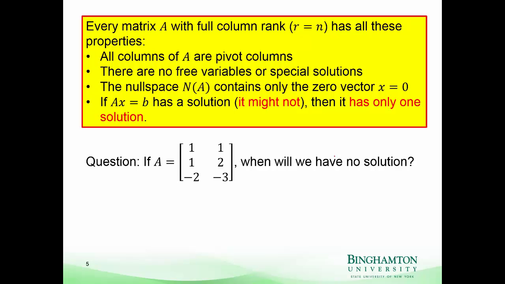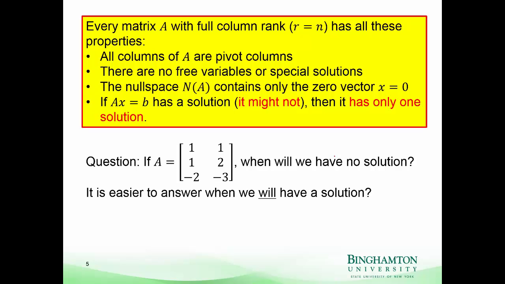So here's an A matrix. When will it have no solution? Well, whenever b lies outside of the column space. So pick a b that you can't make from a linear combination of those two columns, and you'll have it. But it's a little bit easier to answer when we will have a solution. Well, it will work whenever b lies in the column space of A. And so if we just add the two columns together, we get this particular b, and therefore it would work for that case.